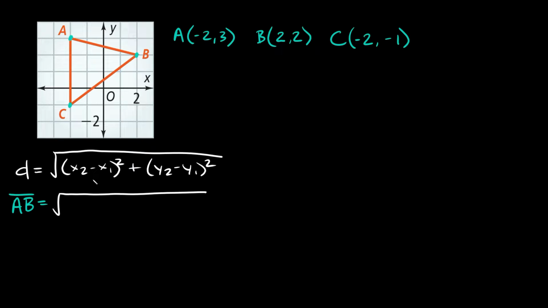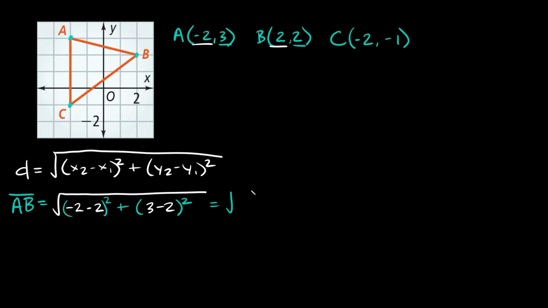Okay, so now let's subtract our x coordinates first. So here our x coordinates from A to B are -2 and +2, right? So we're going to say -2 minus +2. And that's squared, and then we're going to add that to the y coordinates. So the y coordinate here is 3, and the y coordinate here is 2. So 3 minus 2, right? So then plus 3 minus 2 squared.